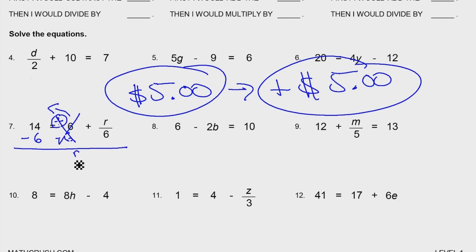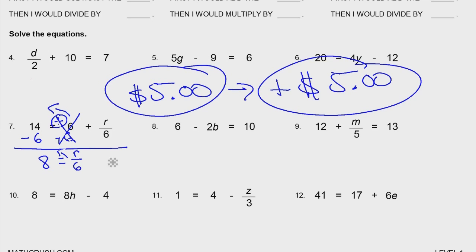So you're left with r over 6 on this side. And 14 minus 6 is 8. Well, now you're going to have to send the 6 over, because you do not want to send the r over, because then you're just putting the r next to the 8. And what have you accomplished? You just put a number and a variable on the same side. So you're going to move the 6 over.